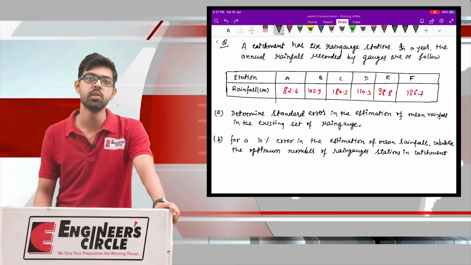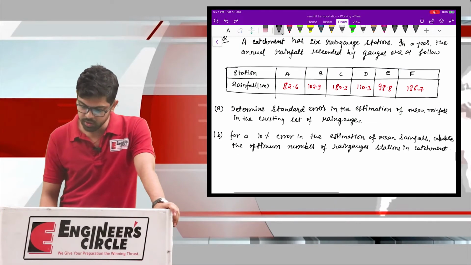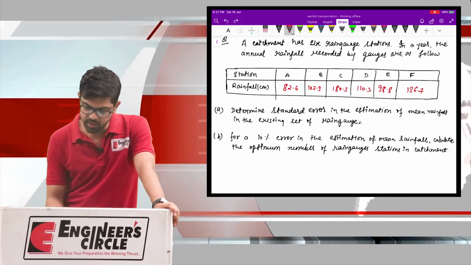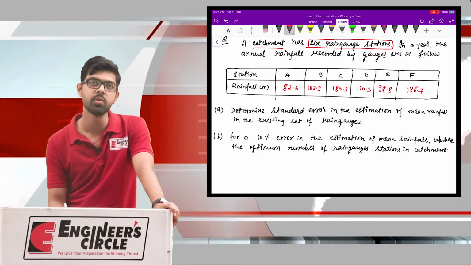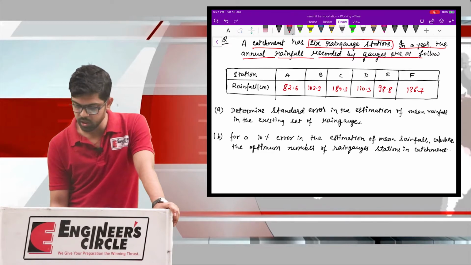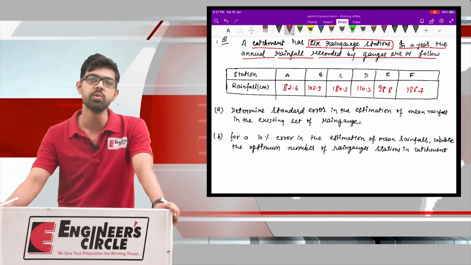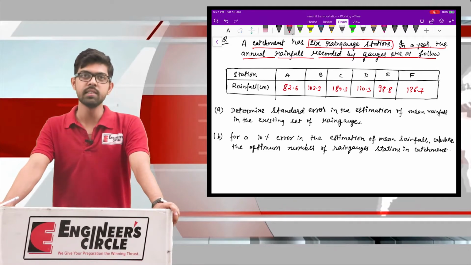Based on the calculation of the optimum number of rain gauge stations, let us take a small numerical. The numerical says a catchment has 6 rain gauge stations. In a year, the annual rainfall records by the gauges are as follows. So we have the annual average rainfall record for these 6 rain gauge stations.